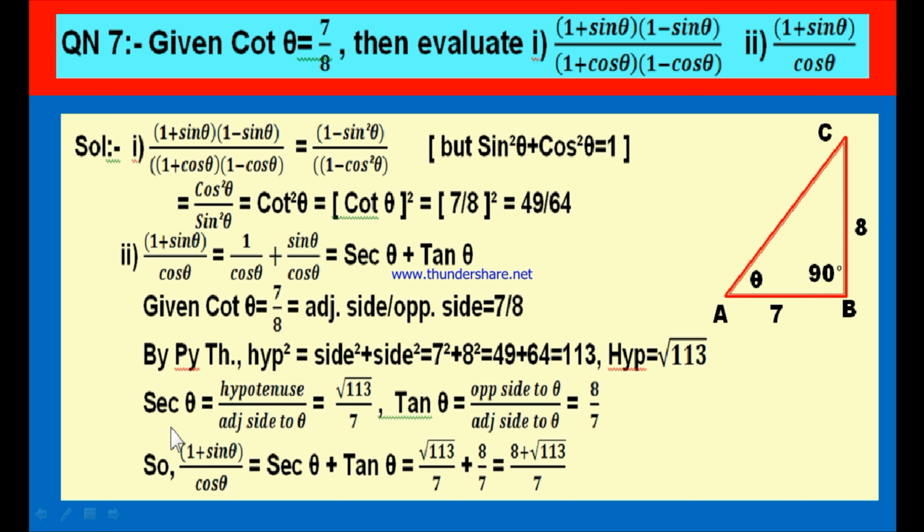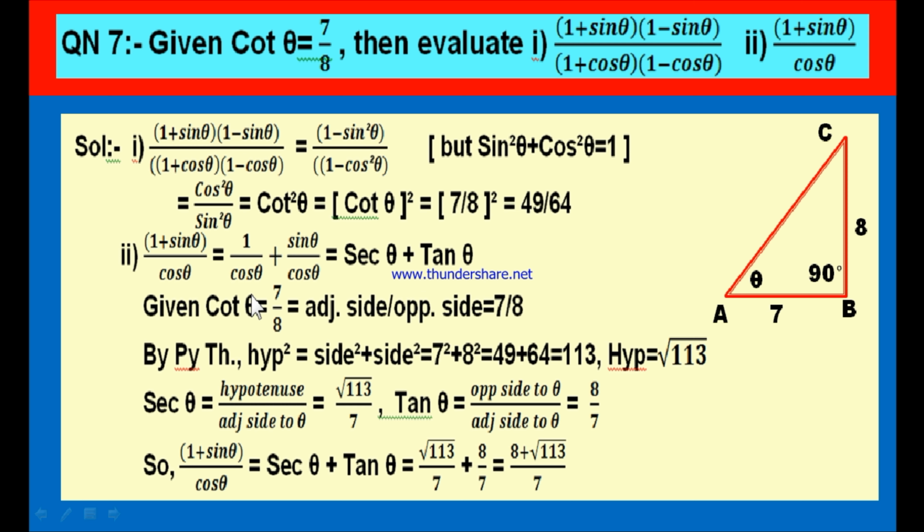Secant theta formula. Secant is the inverse trigonometrical ratio to cos. Since you know that cos theta is equal to adjacent side to theta by hypotenuse, secant theta is hypotenuse by adjacent side to theta. The hypotenuse value is root 113 and the adjacent side to theta value is 7. Therefore, secant theta value is root over 113 by 7. And again tan theta. The formula to find tan theta is opposite side to theta by adjacent side to theta. For theta, the opposite side is 8 units and the adjacent side is 7 units. Therefore, tan theta is equal to 8 by 7.